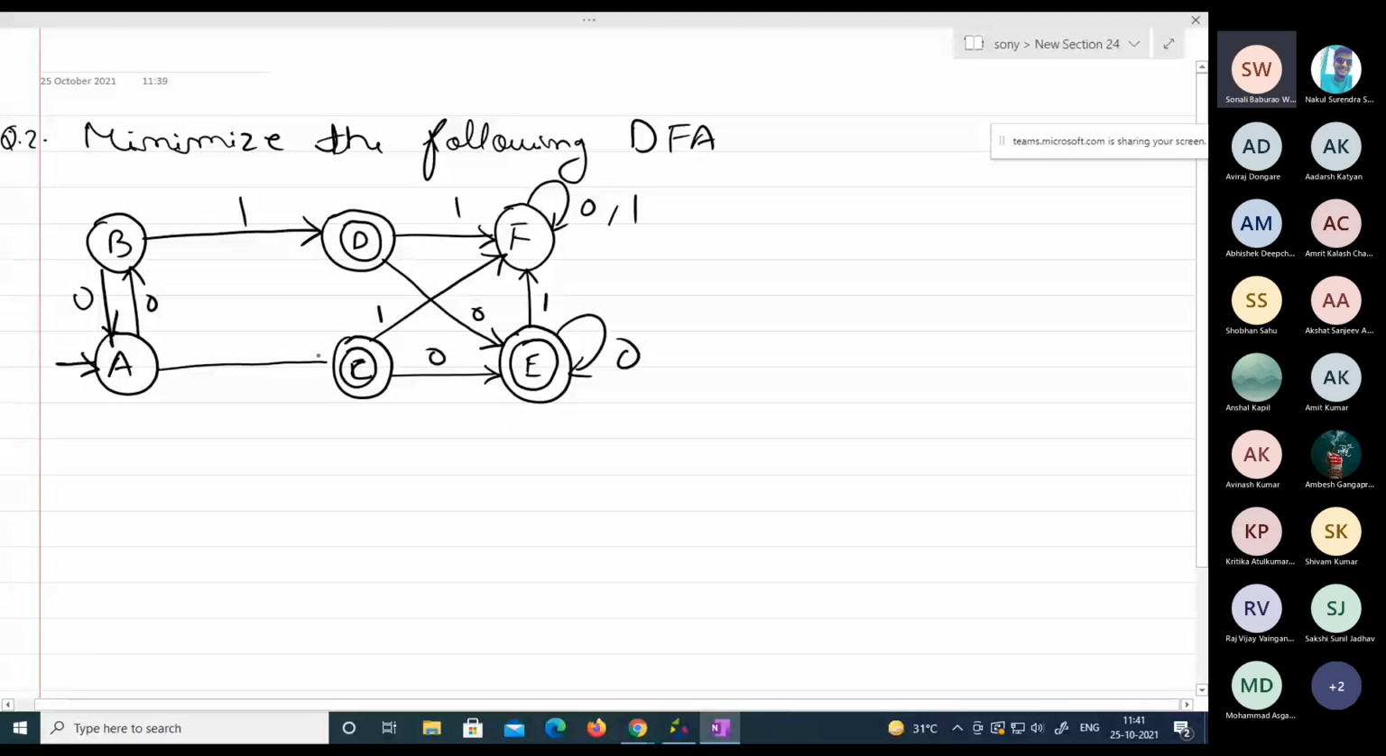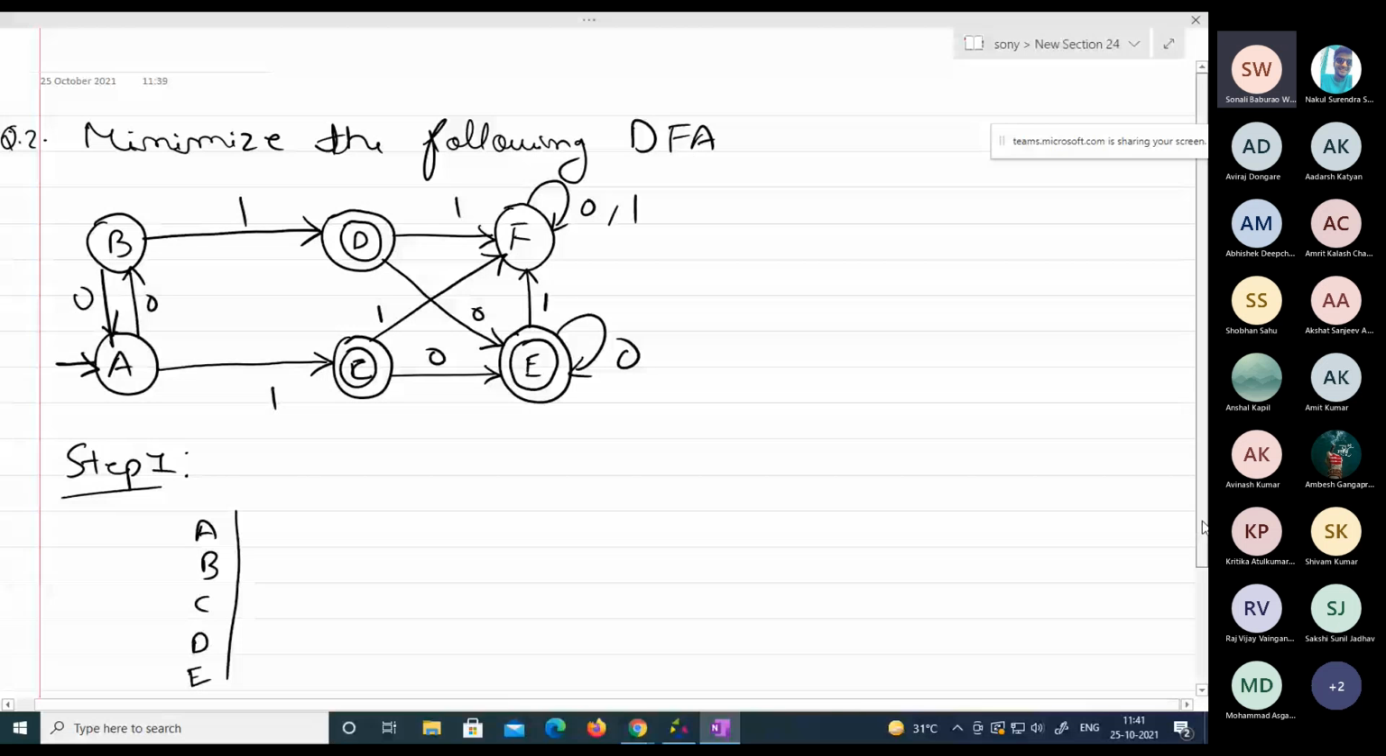Just take this DFA. This DFA is given to us. We have to minimize the following DFA. So we know that step number 1 is to make a state transition table. So I will make that. I'll write the states A, B, C, D, and E, and one more state I have here, that is F, and for the inputs, 0 and 1.